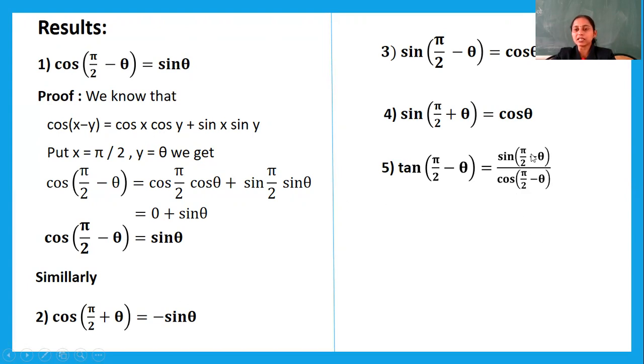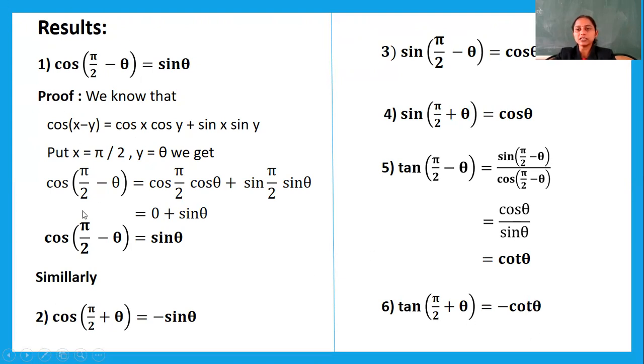त्याच्यासाठी आपण काय केलंय बघा साइन आपण कॉसच्या रेशो मध्ये लिहिलं आणि आपल्याला हे दोन रिझल्ट माहिती आहेत ते तिथे व्हॅल्यू पुट अप केले आपल्याला याची व्हॅल्यू मिळेल कॉट थीटा. सेम नेक्स्ट रिझल्ट tan(pi by 2 plus theta) is minus cot theta. These are some results using the formulas cos(pi by 2 plus theta), cos(x minus y) and cos(x plus y). Now next, the third result or third theorem.